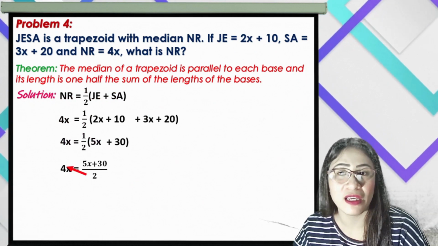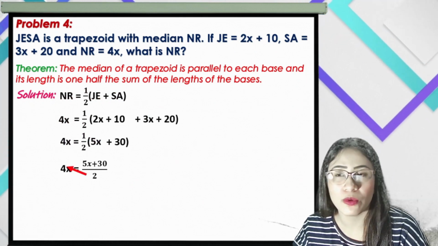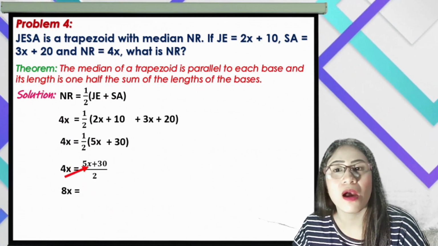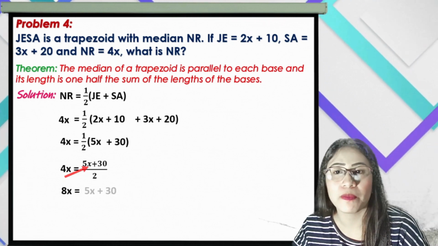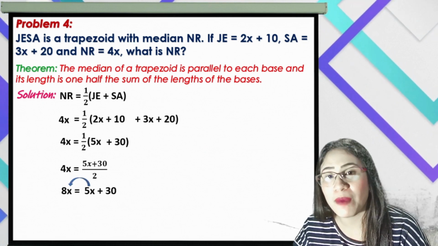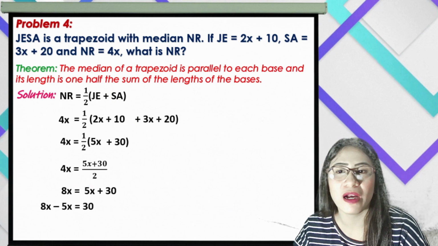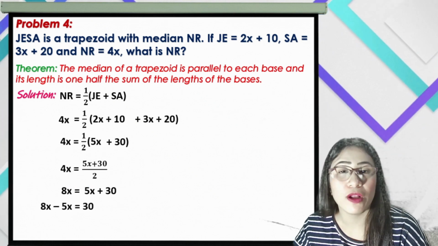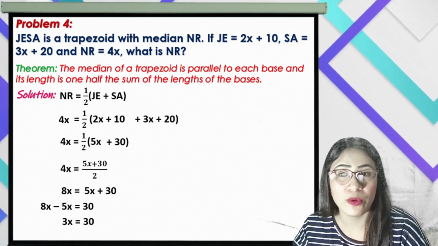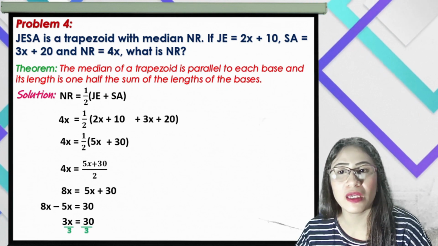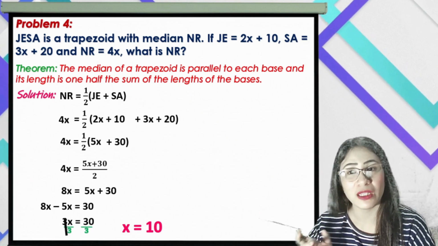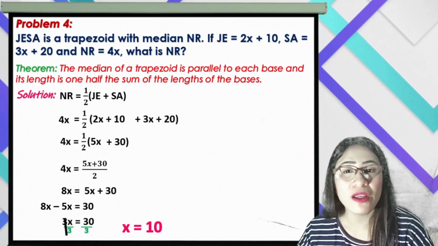Cross-multiply 4x and 2, so we have 8x, and 1 times 5x plus 30 gives 5x plus 30. Then transpose 5x to the left side, so we have 8x minus 5x is equal to 30. 8x minus 5x is 3x, equal to 30. Divide both sides by 3, so x is equal to 10, since 30 divided by 3 is 10. So the value of x is 10.